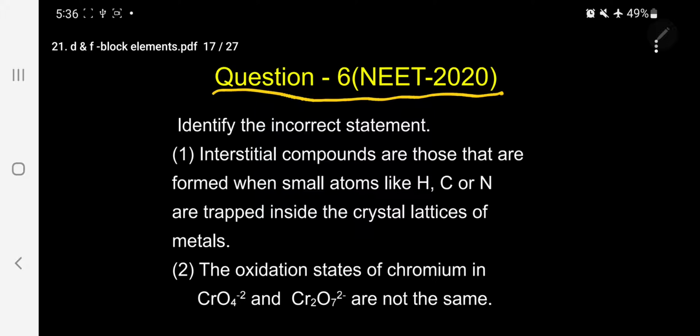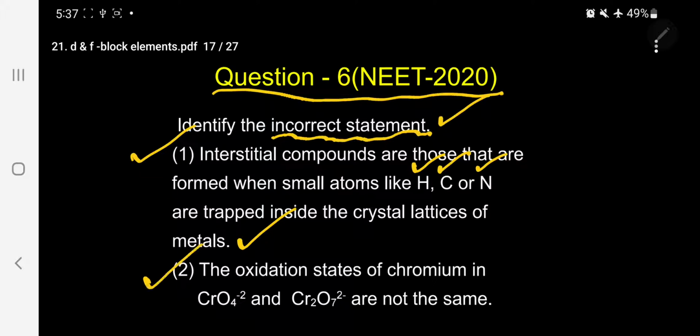2020. Identify the incorrect statement. They are giving 4 statements and asking us to identify the incorrect one. Number 1, interstitial compounds are those that are formed when small atoms like hydrogen, carbon or nitrogen are trapped inside the crystal lattice of metals. This we have already discussed under the solid state.